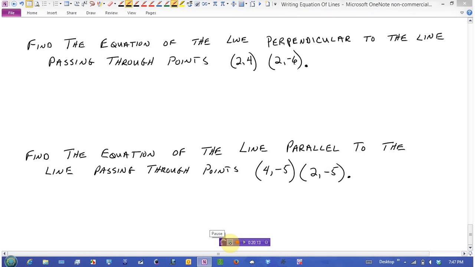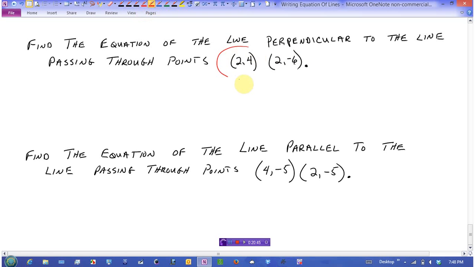To finish this lecture off, I'd like to talk about the situation when we are trying to find the equations of lines that are perpendicular or parallel to vertical and horizontal lines, because those cause us a lot of difficulty. So let's take a look at this first example. We're going to find the equation of a line that's perpendicular to the line that passes through the points (2, 4) and (2, -6). So we want to find the line that is perpendicular to the line that passes through those 2 points.